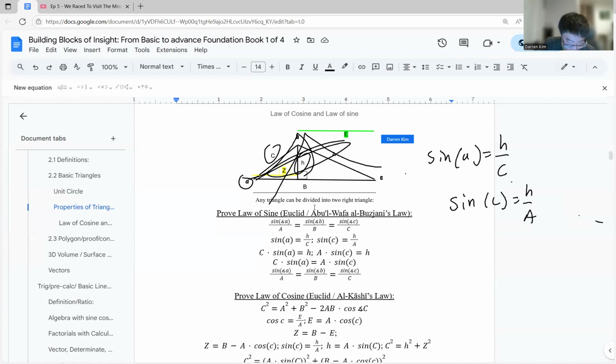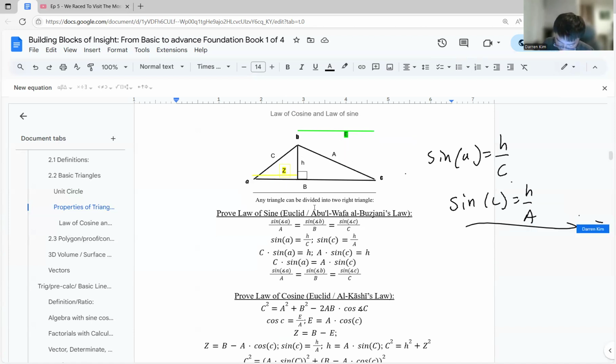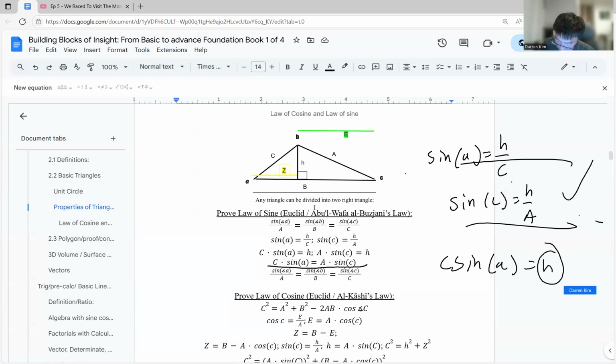Oh my god, so messy. Let me just resolve this. What do these two give me? Well, that gives me C sine A equals H, and so on for the other one. What does that say? Because you find H over here, if you multiply, you see that these are the same.